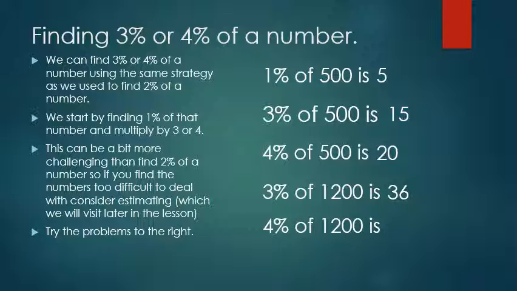And 4% of 1200, so 1% of 1200 is 12, like we said above, and 12 times 4 would be 48. So 4% of 1200 is 48.